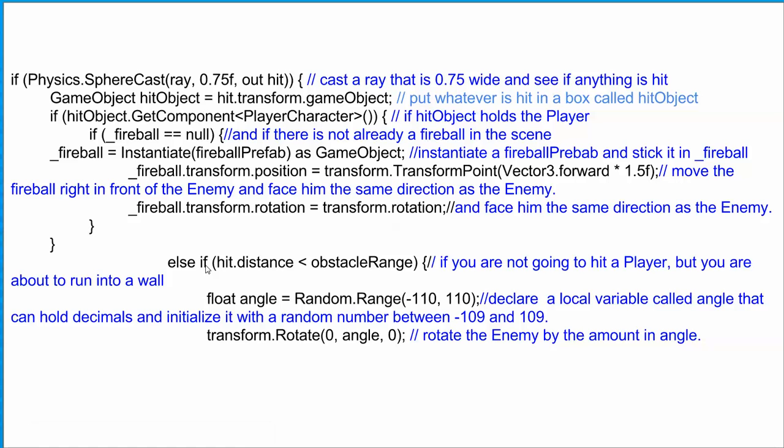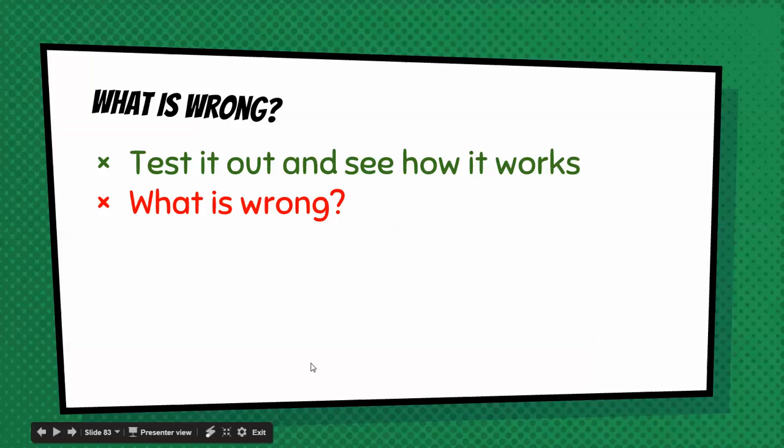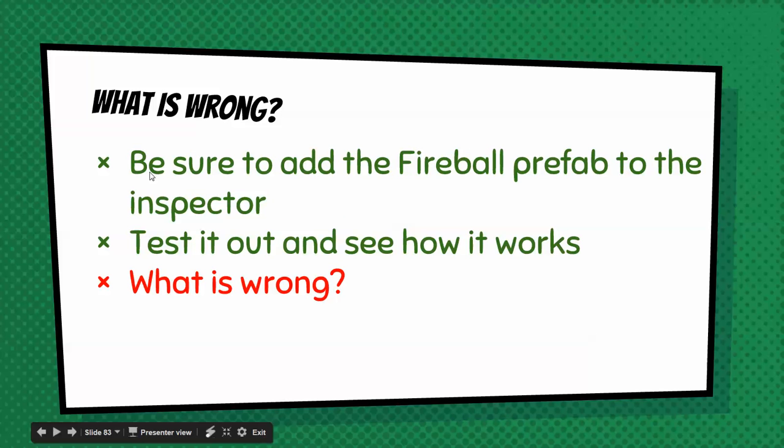Otherwise, if you didn't hit a player, but you hit something, that means you're about to run into a wall. So then what do we do? If your ray is cast into a player, shoot the fireball. Otherwise, you've got to turn. Okay, that's what that's doing. All right, test it out and see how it works. But answer that question in your notes. What is wrong? Be sure to add the fireball prefab to the inspector.